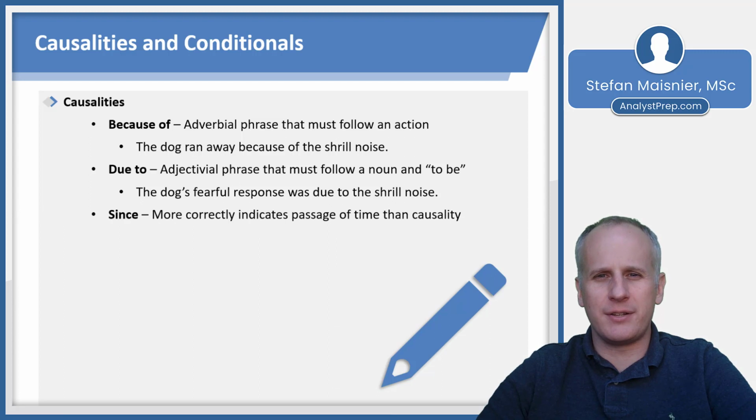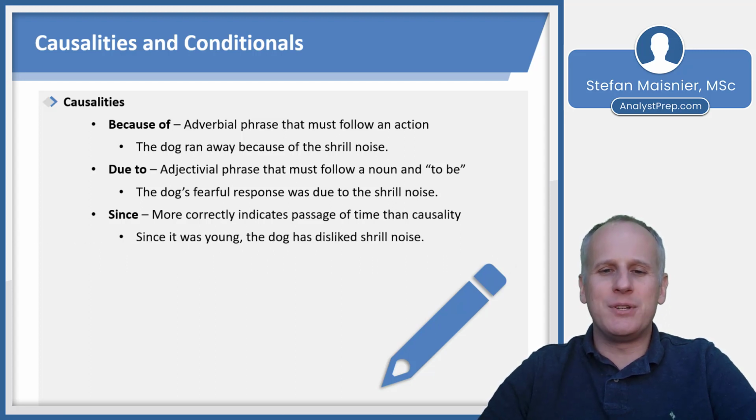Now, the last of our causal indicator terms is going to be since. And since is most correctly going to indicate passage of time as opposed to causality. Now, you could potentially have, at least conversationally, and probably not incorrect even on the GMAT, the structure of, since there was a shrill noise, the dog ran away. Clearly, you can see that it's because of the shrill noise that the dog ran away. But more correctly, since is going to indicate passage of time, and neither of the other two options do.